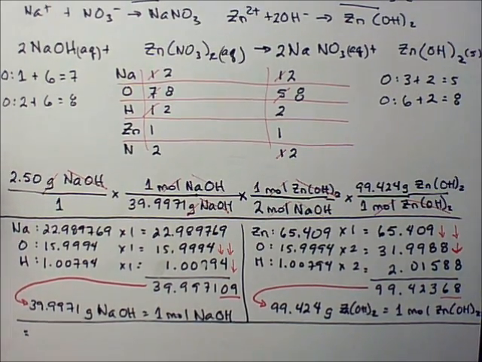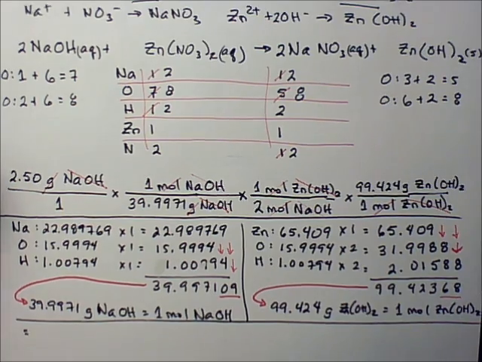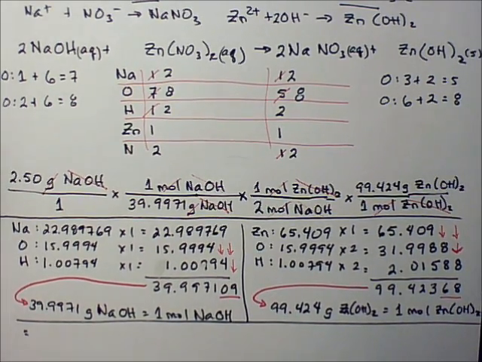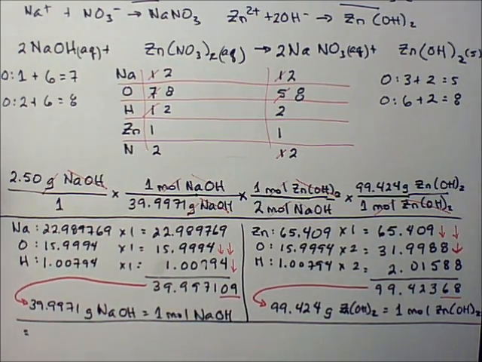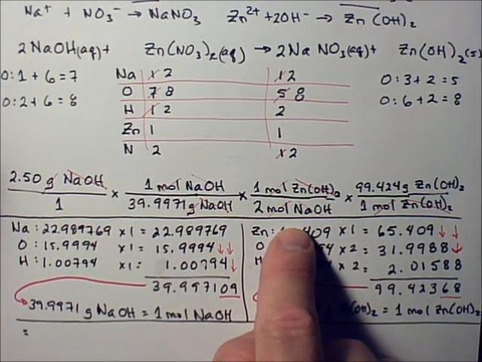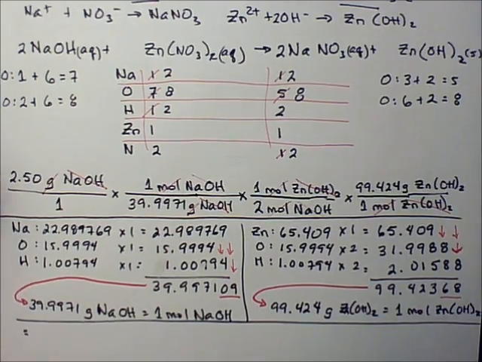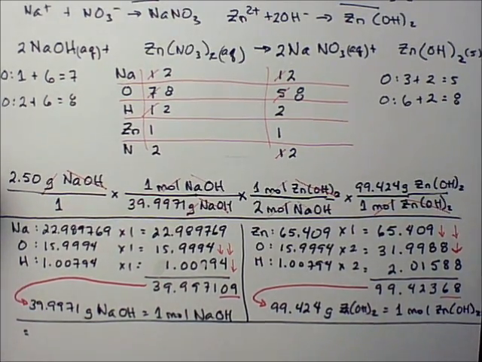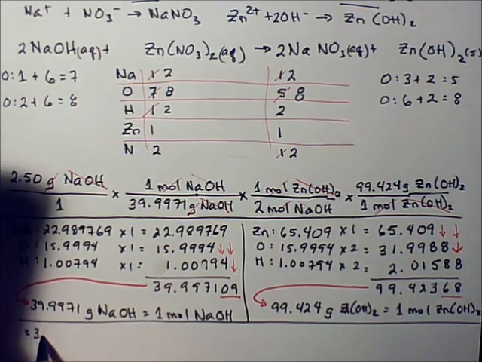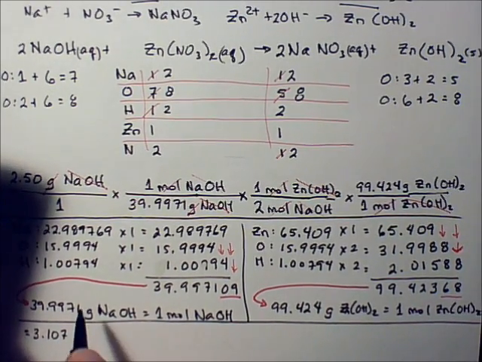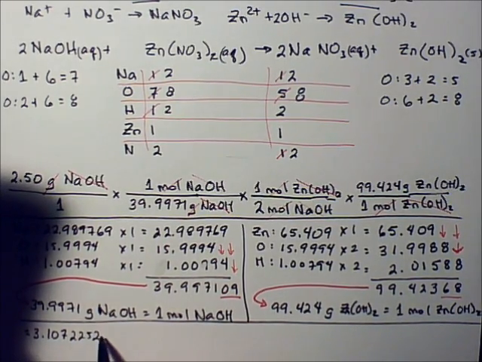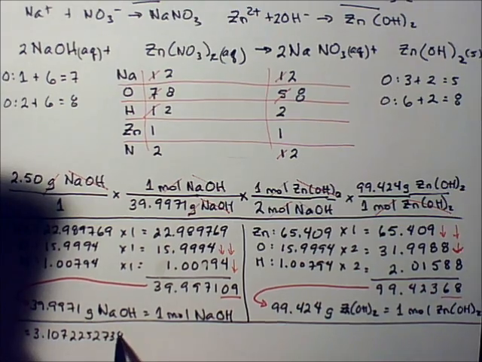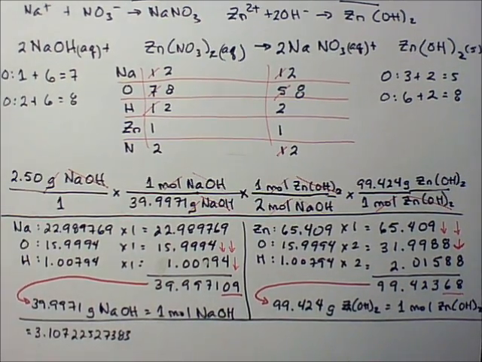2.50 times 99.424. Enter, and then I'm going to divide by this number, 39.9971. Hit enter. Then I'm going to divide by this number. Divided by 2, enter. And the answer that I got was 3.107225273. Now your calculator may give you a few less digits, but that's okay.